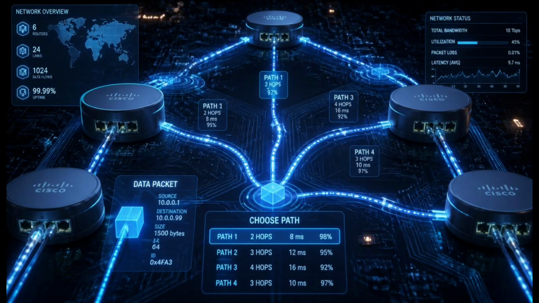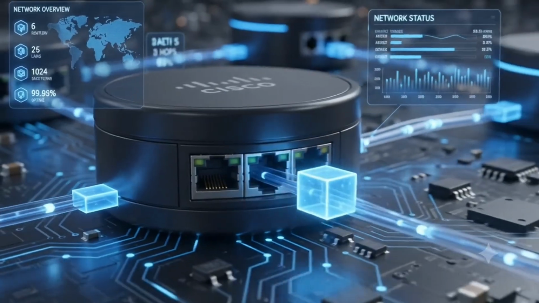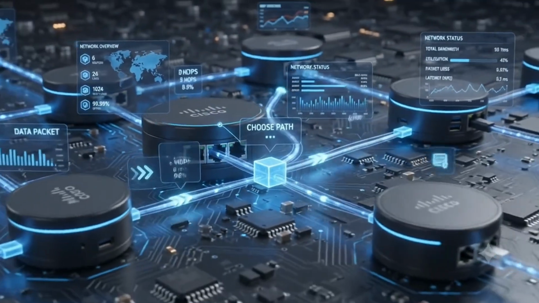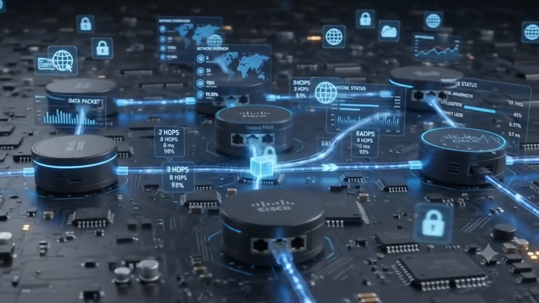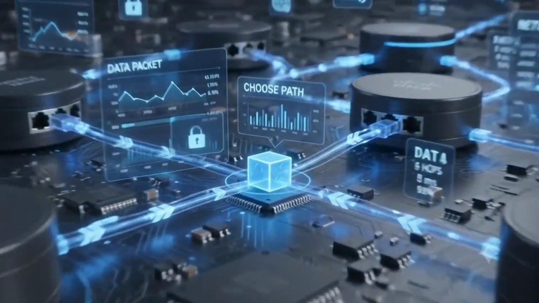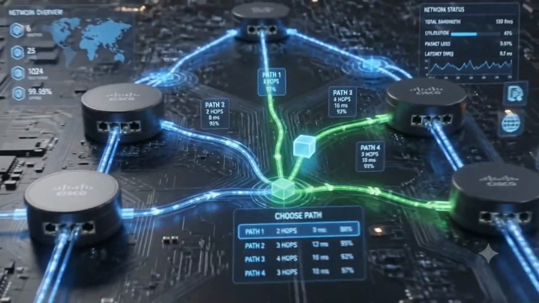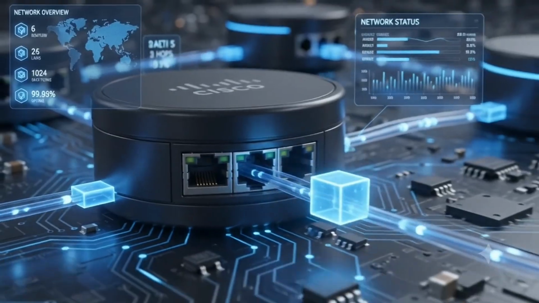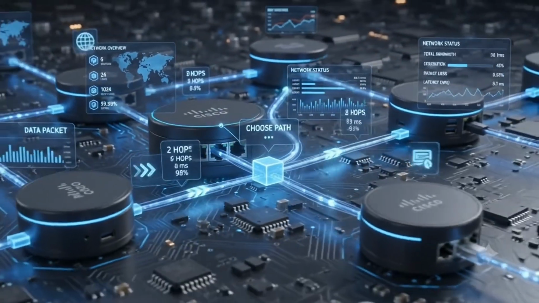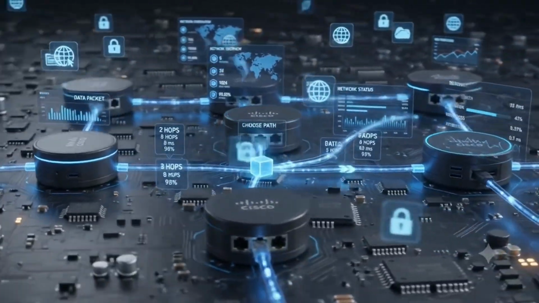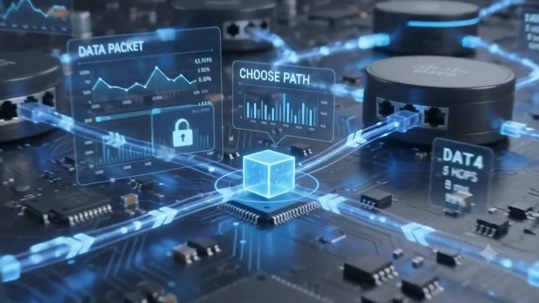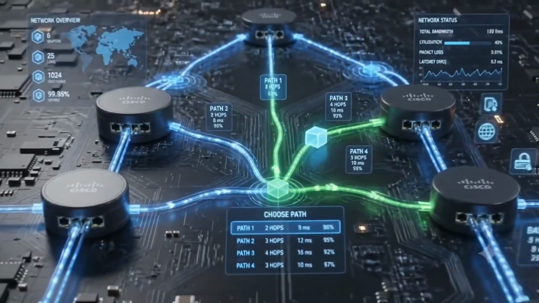Imagine you are driving to another city. There are many roads available, but you always want the fastest and shortest route. OSPF does the same thing for routers. Today I will explain OSPF in the simplest animated way possible. By the end of this video, you will understand how routers discover neighbors, share information and calculate the best path across a network.